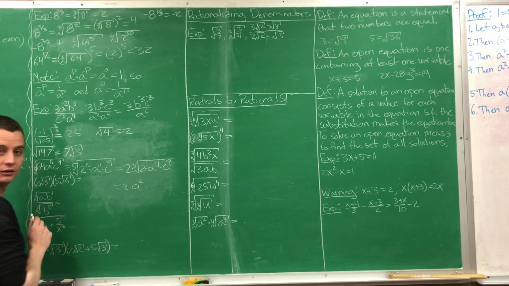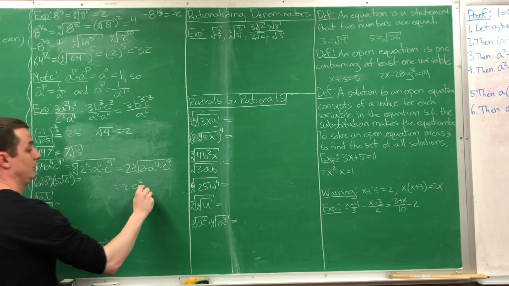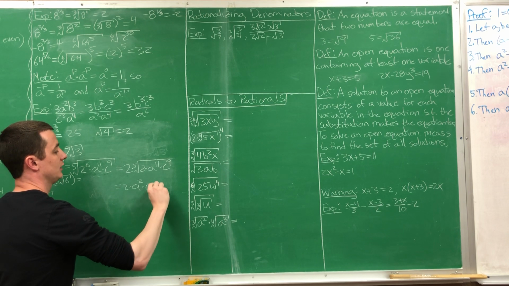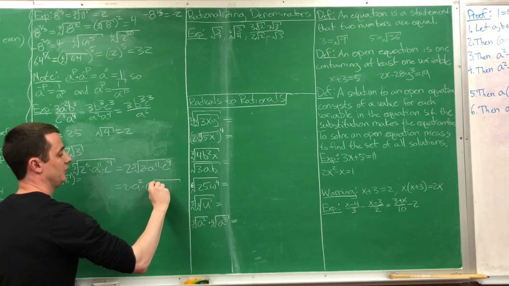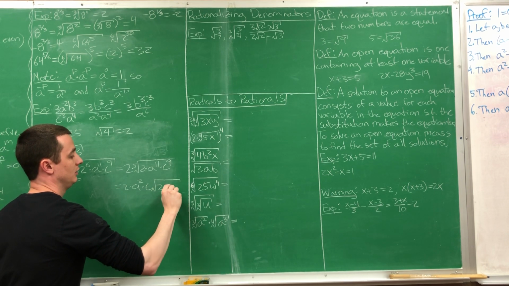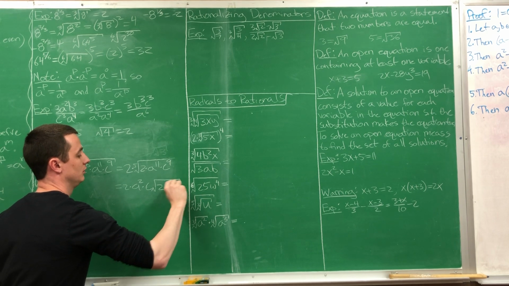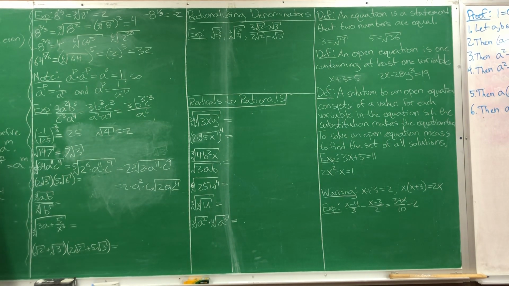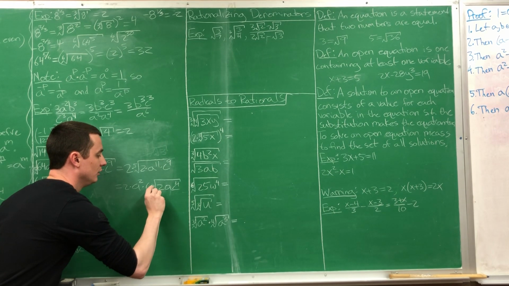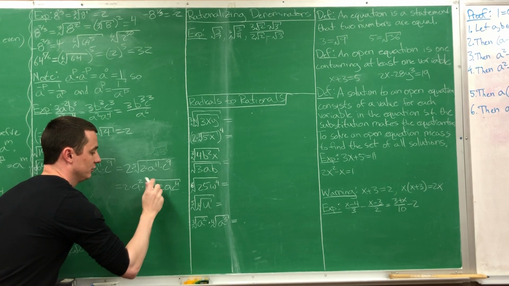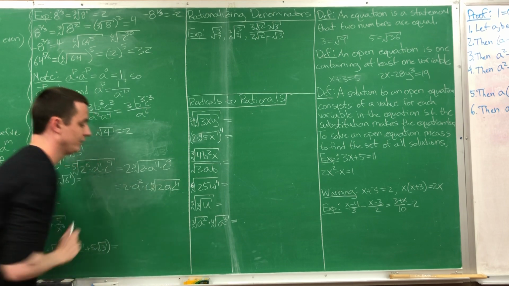A squared times c, all times the root, and we still have 1 2, 1 a, and 4 c's. And it's the 5th root. Thank you. 5th root still.